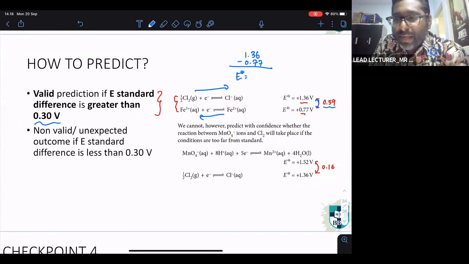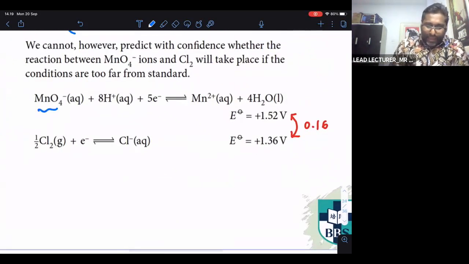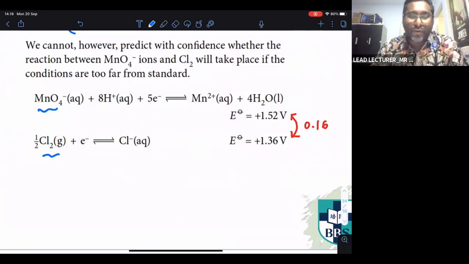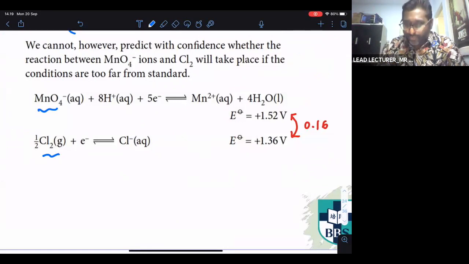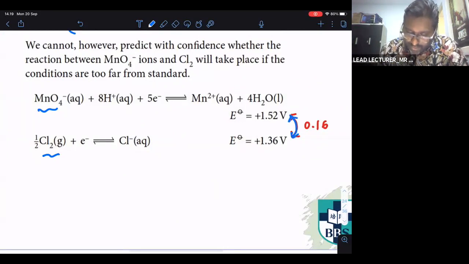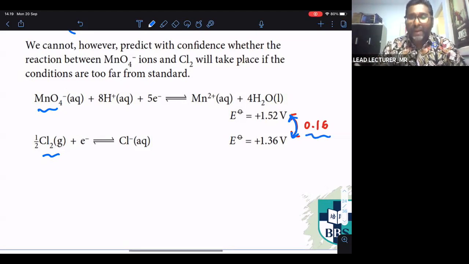But the prediction will not be correct if you have this situation. If the concentration of any of these is no longer 1, and I want to predict, you need to first check. You only check when they are not in standard condition. Most of the time it will be standard, but if they say the concentration is no longer 1, then you need to check first. You find the difference.